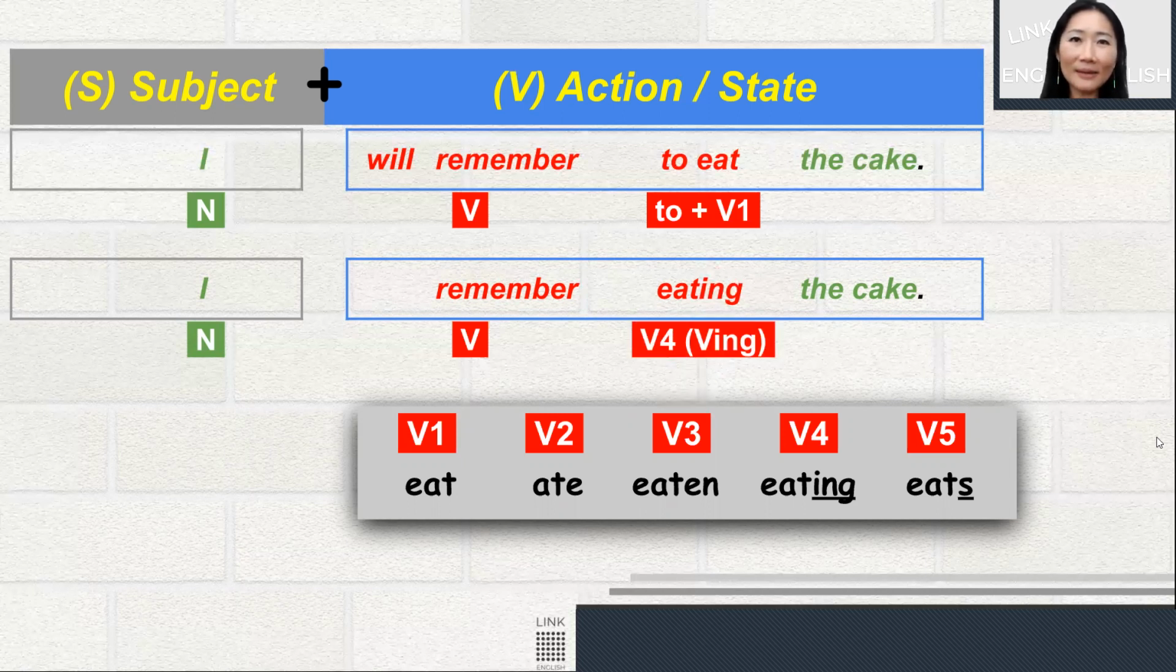And V4 means something now or in the past. So I remember I did this. I ate the cake. So the cake is not there now. Okay, eat can be followed by nouns. Eat the cake.